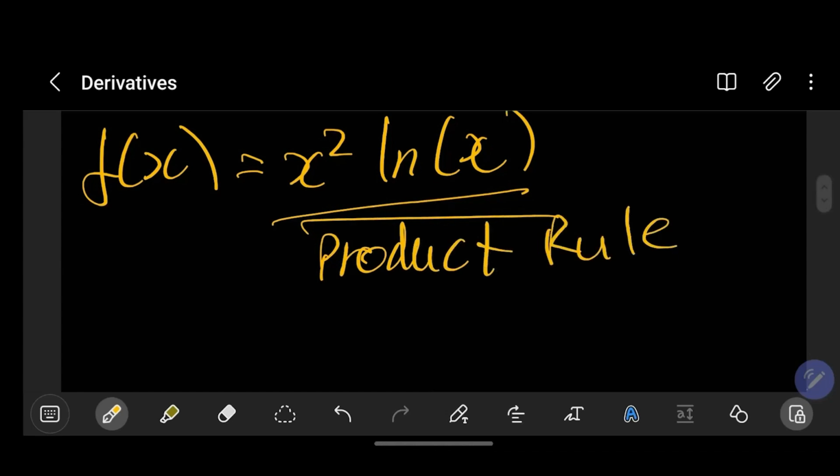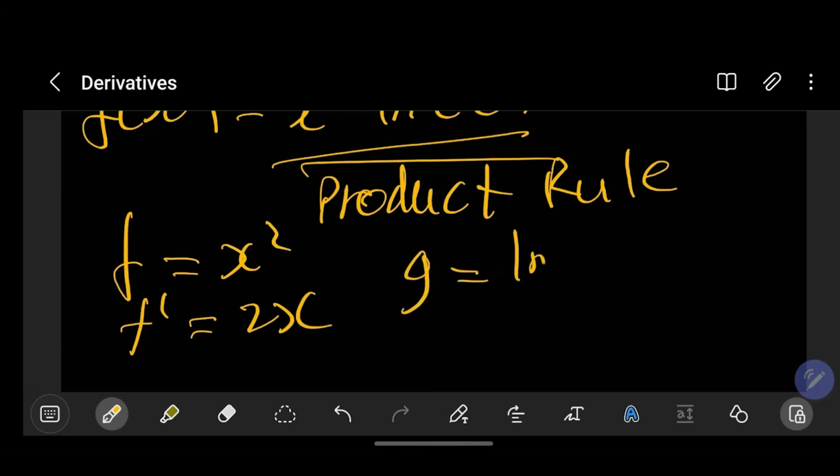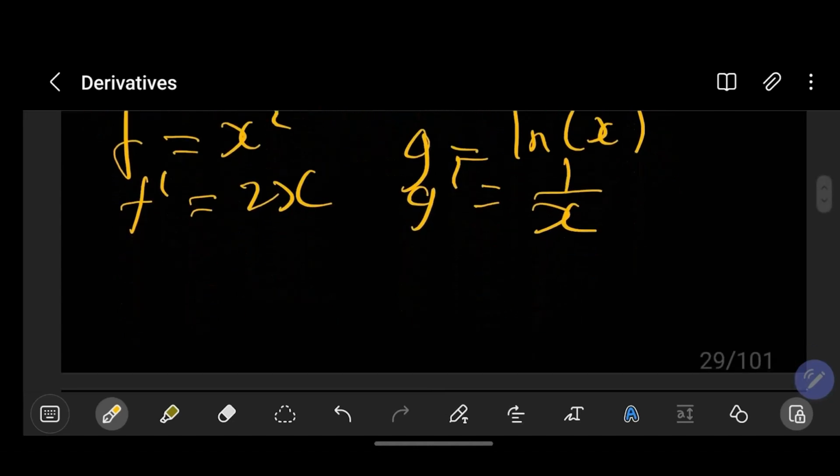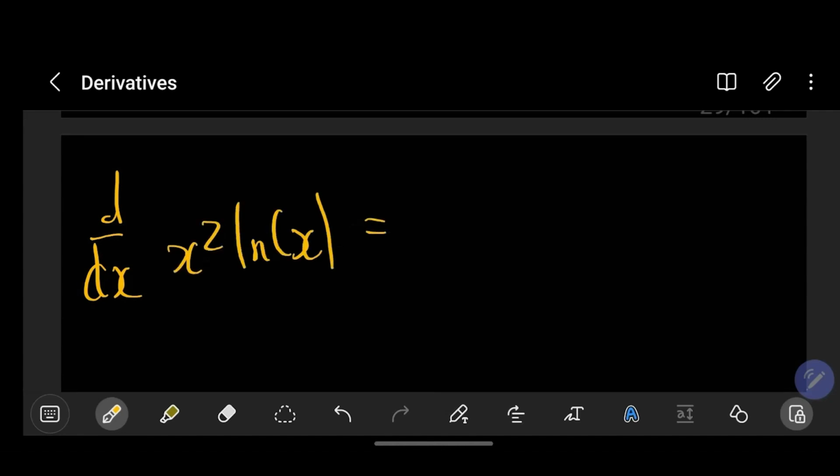So let's make f equal to x squared. So f prime is equal to 2x. Our g is equal to ln of x. So g prime is equal to 1 by x. So if we now plug this into our rule, so the derivative of x squared ln of x is basically equal to x squared times 1 over x plus 2x ln of x.